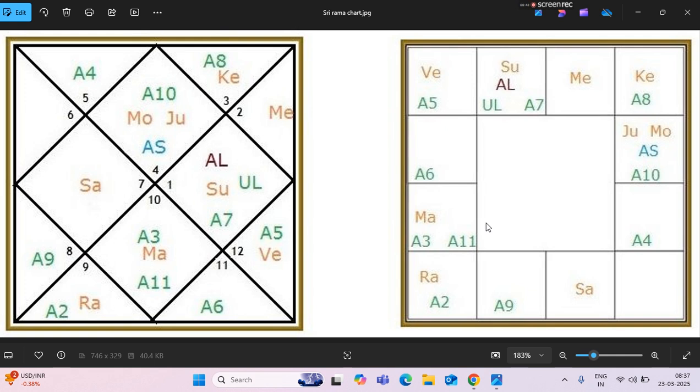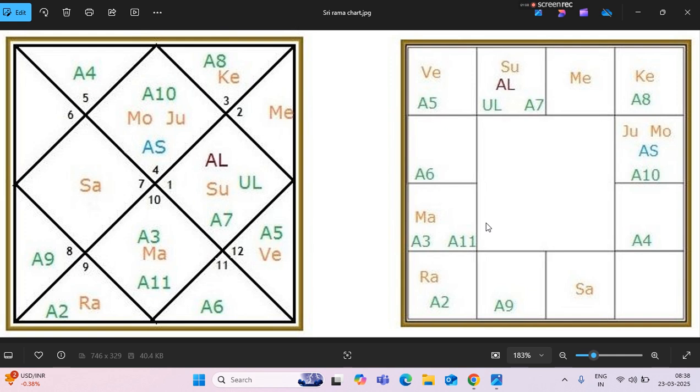Saturn is also exalted over here. This is called a Sasa Mahapurusha yoga. Mars is also exalted here. It is called Ruchaka Mahapurusha yoga. Sun is exalted over here in the 10th house of karma. So Sun is called Datta Aditya.